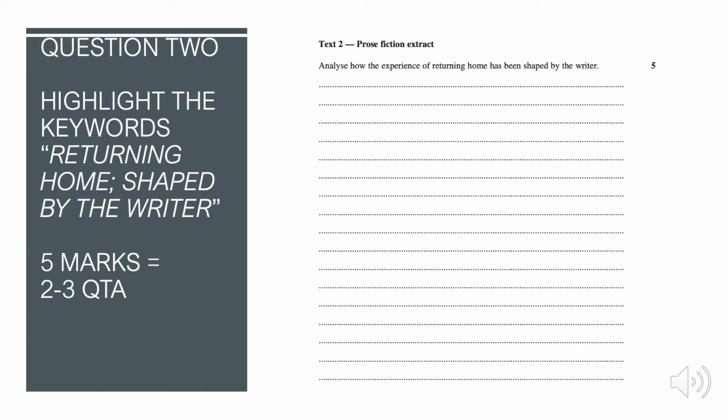So again, we're going to highlight the keywords. We've got returning home and shaped by the writer. So we need to be quite deliberate in what we say about the writer's use of language. And it's a 5-mark question, so you're going to use 2 to 3 QTAs. And as a guide, you're going to write a little bit more than is on this page.